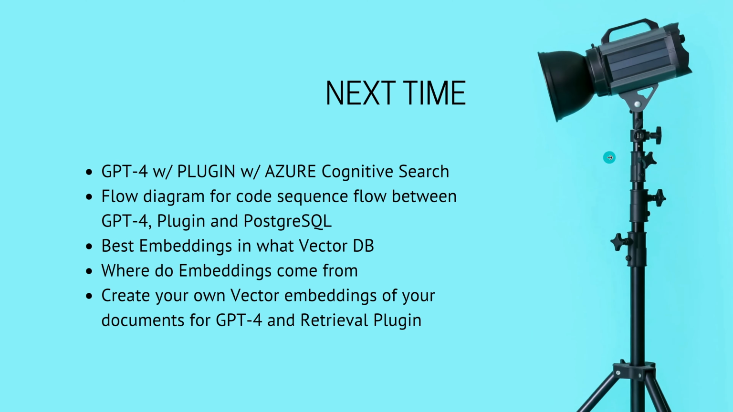Next time will be interesting because next time, with the theory that we learned today, I will show you the flow of data between GPT-4, this OpenAI plugin that I just discussed, and Azure Cognitive Search. We will have a flow diagram of code sequences, the flow between all those 3 elements. We will look exactly at what of those 4 objects is asking for what embeddings, and what embeddings will be stored in the vector database and the vector store. Where do the embeddings come from? Where can you buy embeddings?